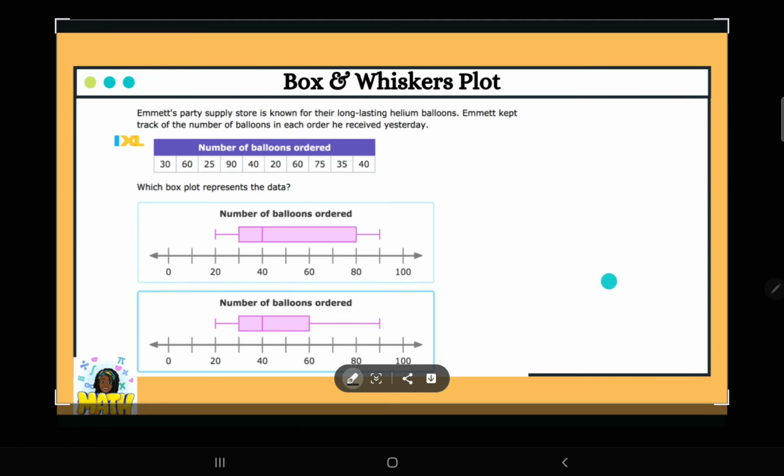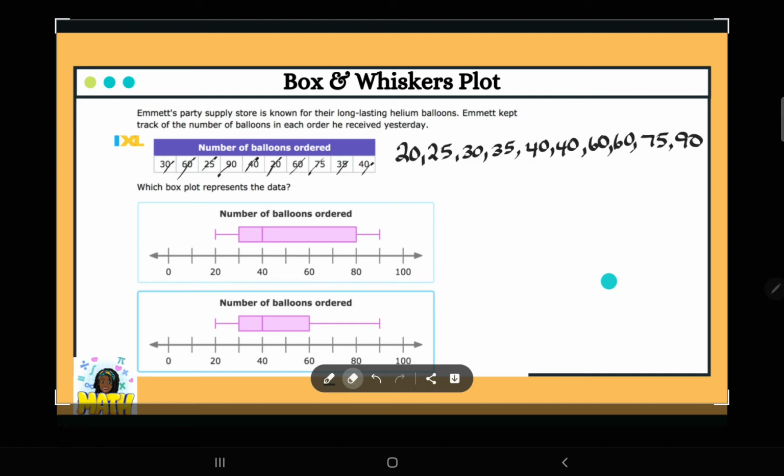Emmett's party supply store is known for their long-lasting helium balloons. Emmett kept track of the number of balloons in each order he received yesterday. Which box plot represents the data? In order to do this, we first have to construct our own. So let's list the numbers from least to greatest. When I rewrite my numbers, I like to count them just to make sure that I have the correct numbers. I have 10 in the original data set, and I also have 10 in mine.